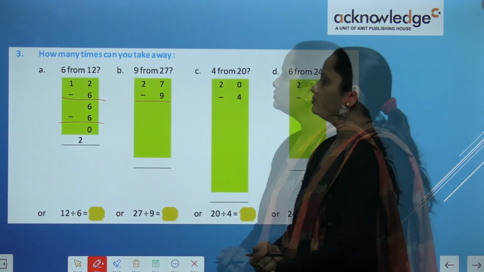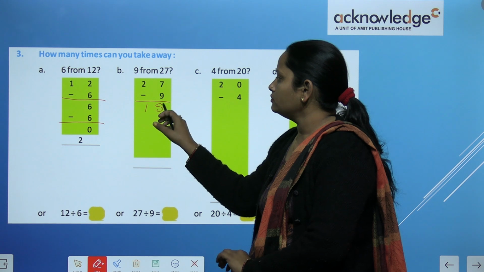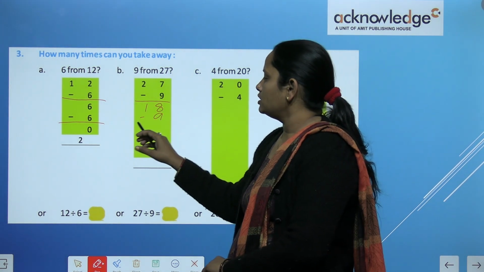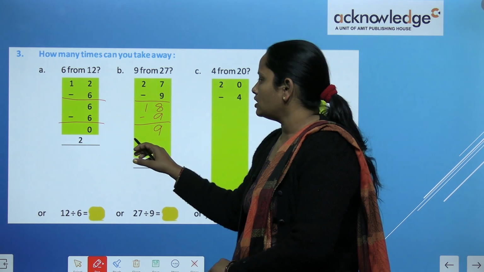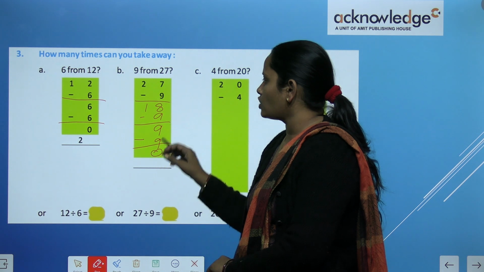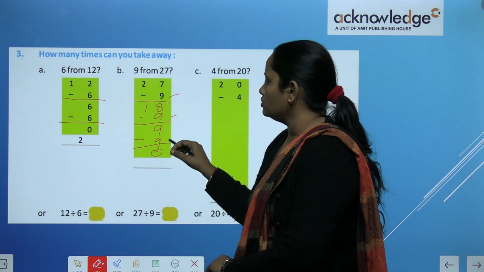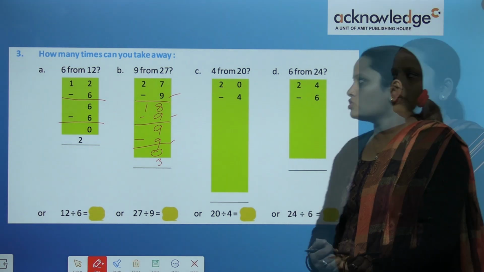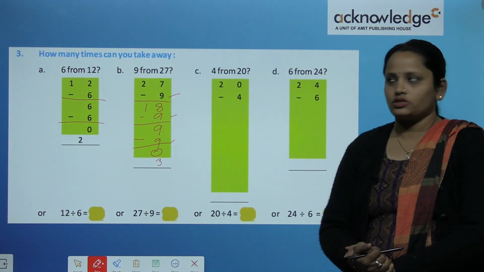What we will get? 18. Next 18 minus 9 we will get 9. 9 minus 9 we will get 0. So how many times we will subtract it? 1, 2, 3. So right here 3. So similarly, children, you have to do the rest questions.